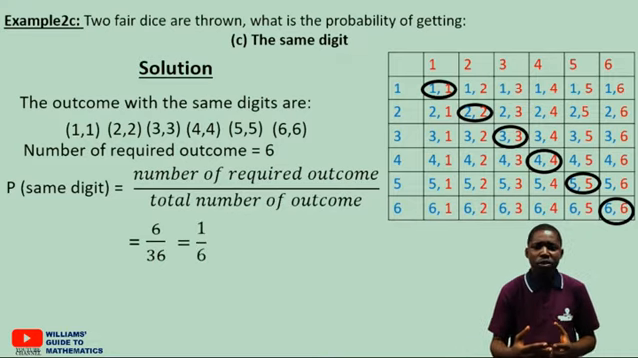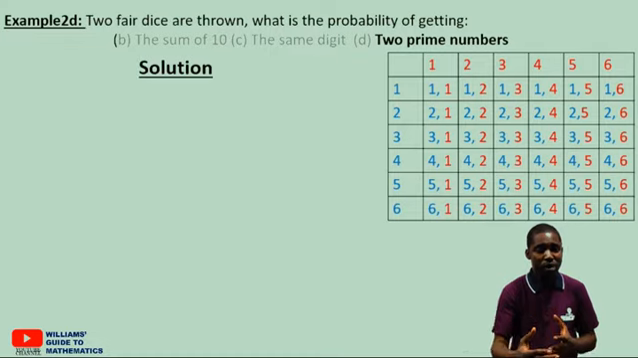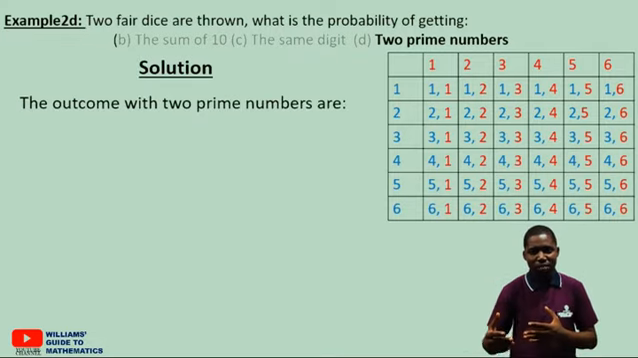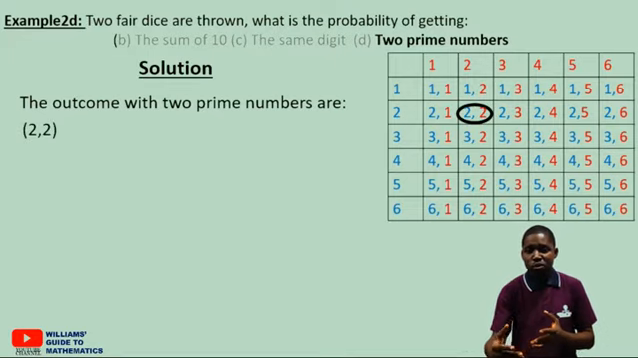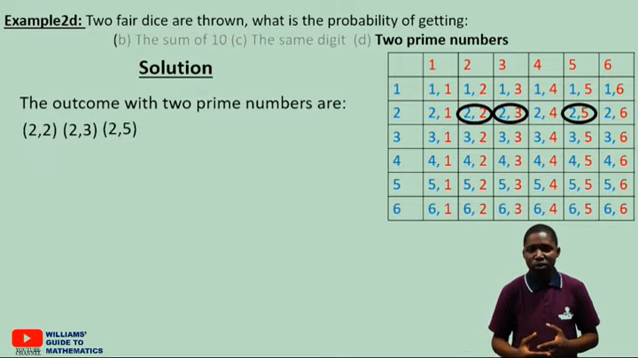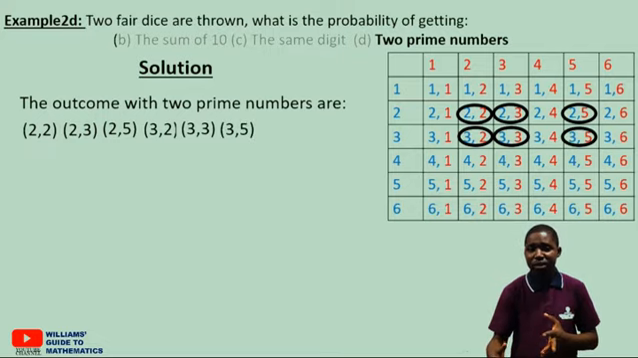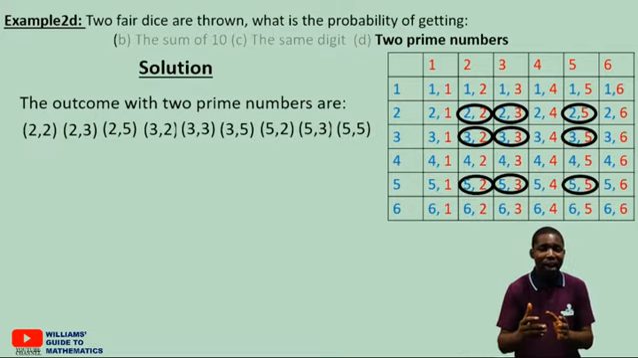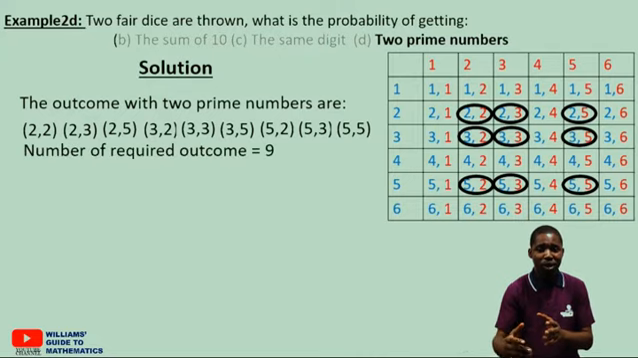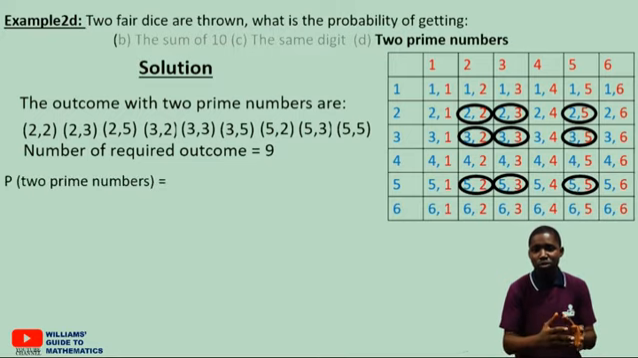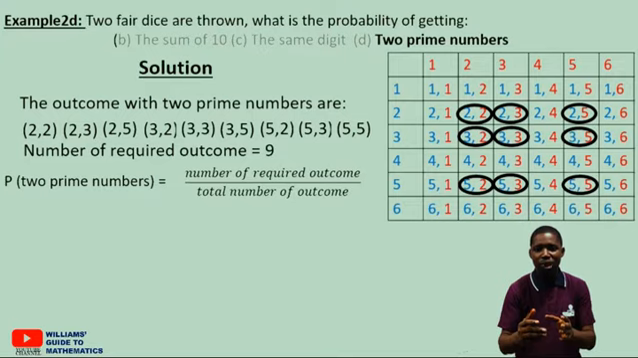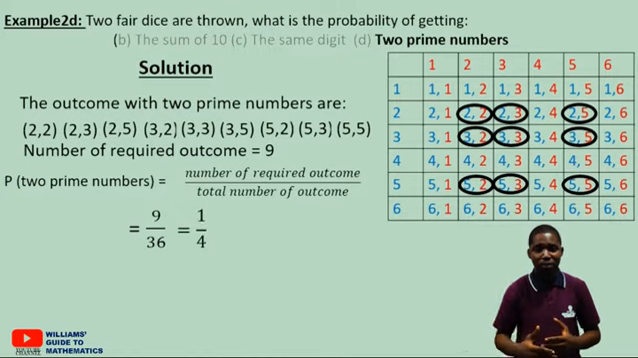You can also have the probability of getting 2 prime numbers. You can see the prime numbers as indicated on the screen. We can have 2 2, 2 3, 2 5. We can also have 3 2, 3 3, 3 5. And we can have 5 2, 5 3, 5 5. Meaning we have 9 required outcomes based on our question of 2 prime numbers. The prime numbers between 1 and 6 are 2, 3, 5. So we have 9 possible outcomes, and that is 9 over 36, which is equal to 1 over 4.